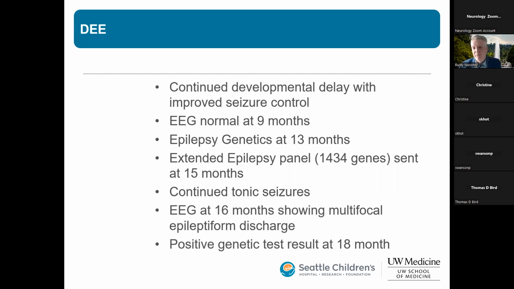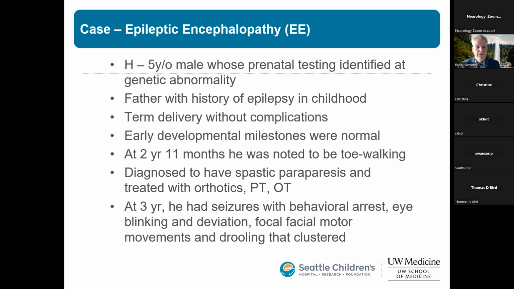And he came to our epilepsy genetics clinic at 13 months of age. We did an extended epilepsy panel, and he continued to have tonic seizures. And that test took a few months to come back, and the positive genetic test results that I'll review came back. The next is a now 5-year-old boy who prenatal testing identified he had a genetic abnormality.